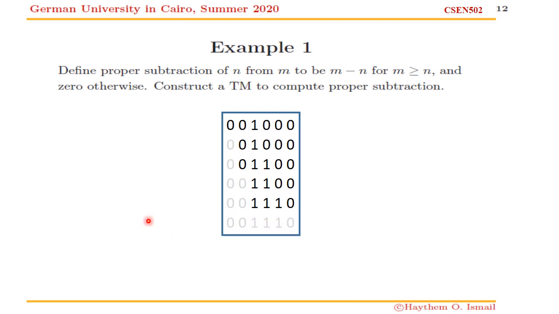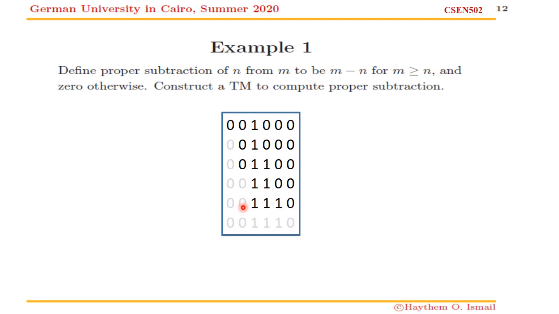Here's another example. This time it's 2 and 3. So m is 2 and n is 3. So now the result should be 0, because now m is not greater than or equal to n. So you do the same thing again. You replace this 0 with a blank, move to the right until you find the 1, go to the next 0, replace it with a 1. Then move to the left until you find the blank, that's a 0, replace it with a blank. Move to the right, you find the 1 immediately, keep on moving until you find the 0, replace it with a 1.